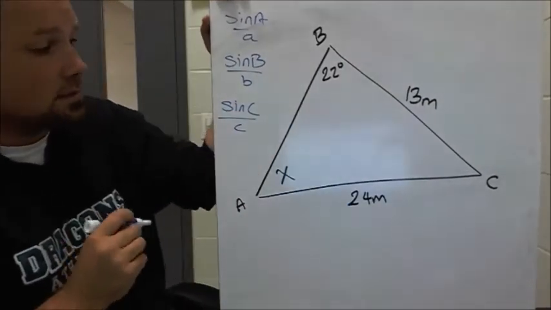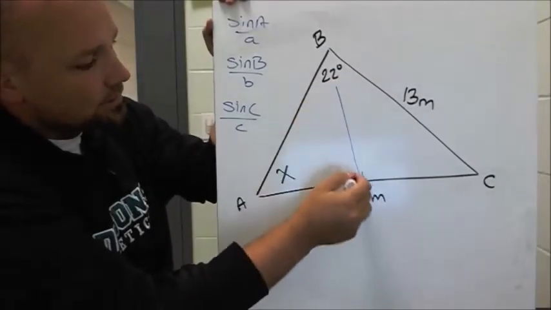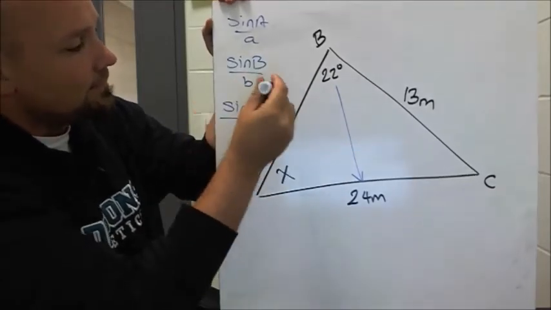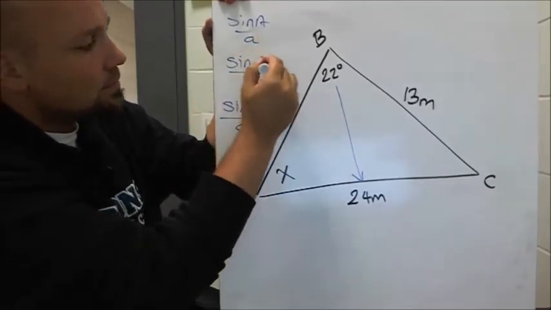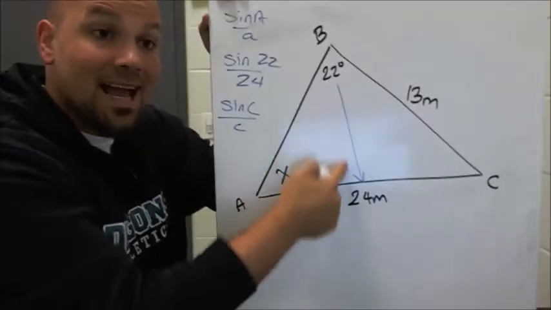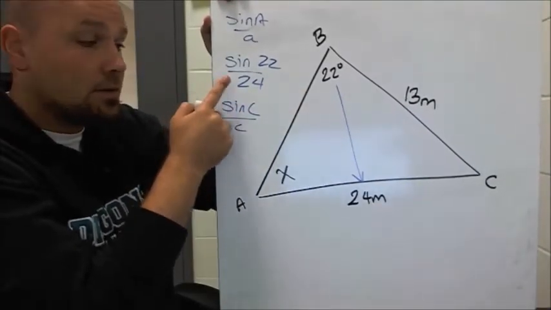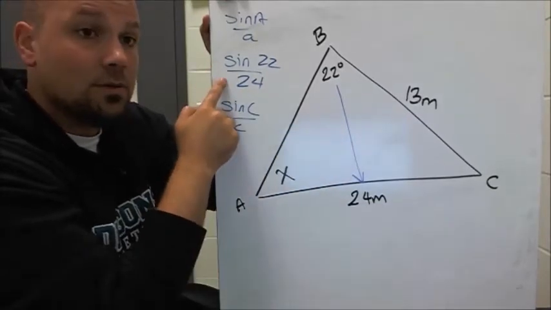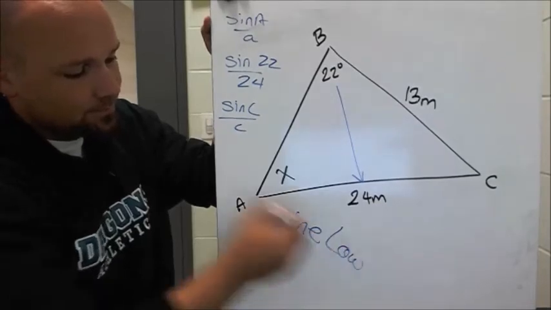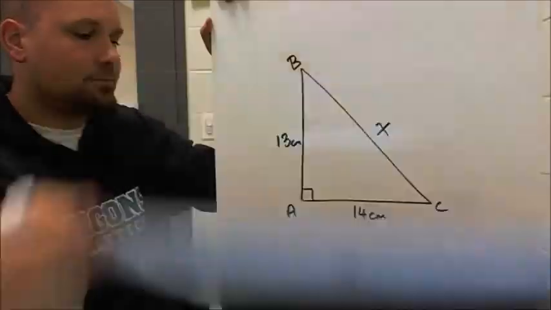Now let's look at this. I have a ratio here, right? 22 and 24. So for B, I can fill in 22 degrees and I can fill in 24 centimeters. As soon as I have a ratio, then I can use the sine law. So this one, I would want to use the sine law. As soon as I have an opposite angle and a side, sine law is good.